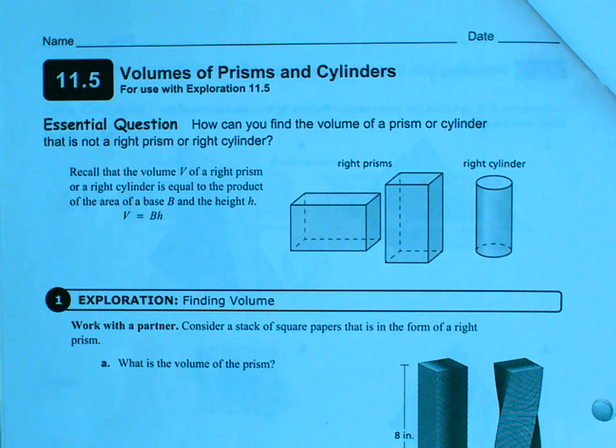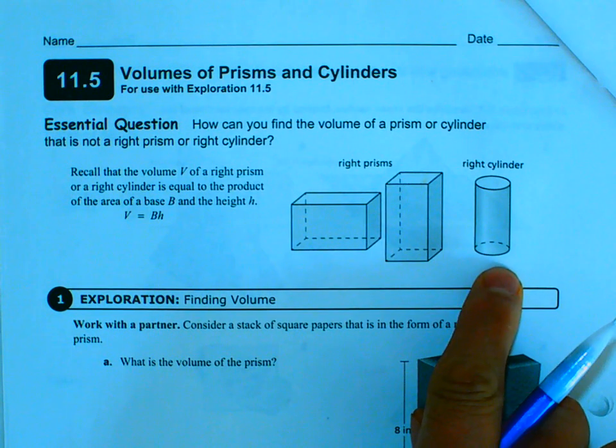Hi, this is the lesson for 11.5, volumes of prisms and cylinders. One of the things that we're going to be looking at in this lesson is how you can find the volume of a three-dimensional solid, where the base is a commonly known shape such as a rectangle, a square, or even a circle, which in this case will become the cylinder.